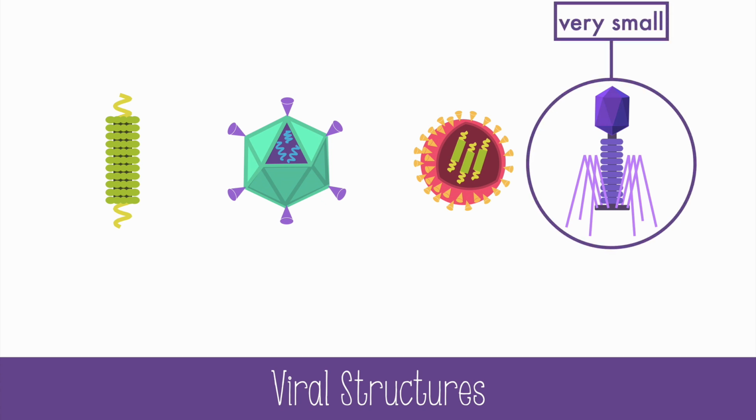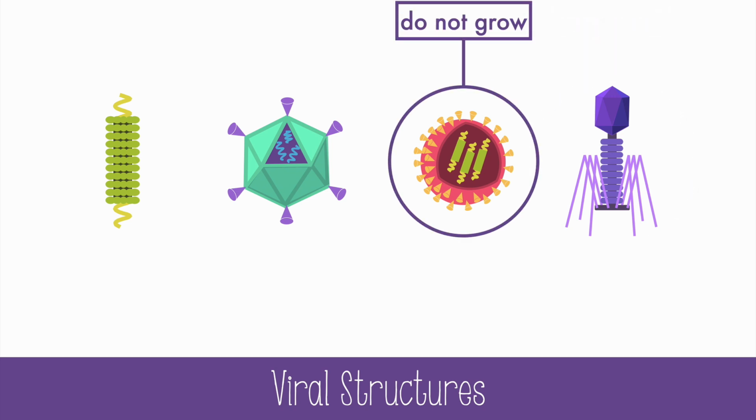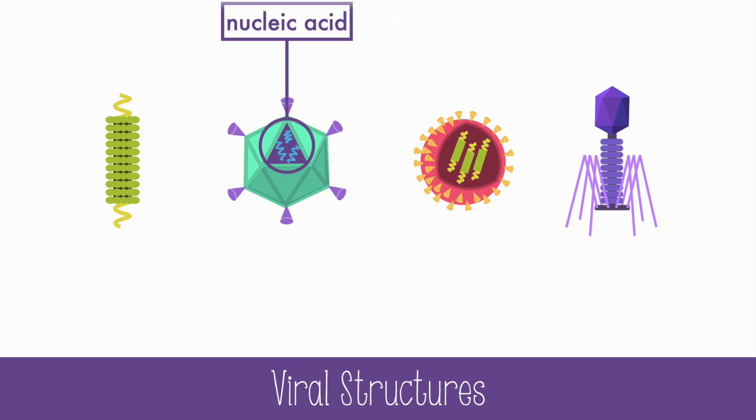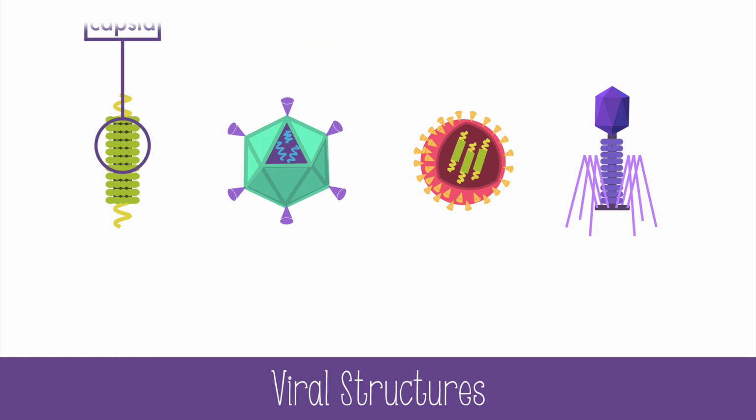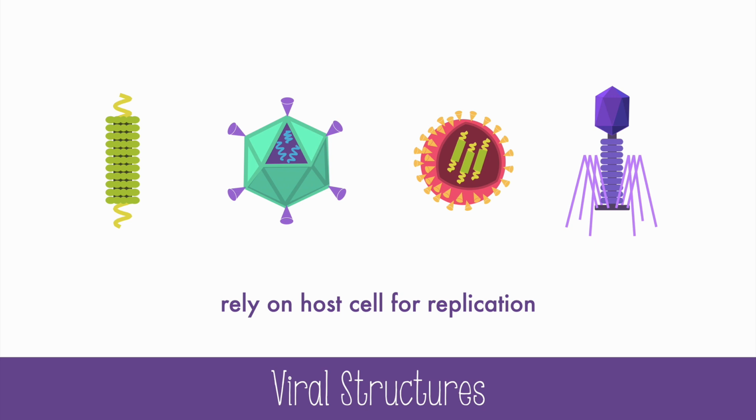They are all incredibly small, between 20 and 300 nanometers in diameter. They all have a fixed size and do not grow, but are assembled into a fixed shape. They all have some kind of nucleic acid, either DNA or RNA, as their genetic code. And they all have a protein coat called a capsid. They have no cytoplasm or ability to replicate on their own. Viruses rely on their host for replication.